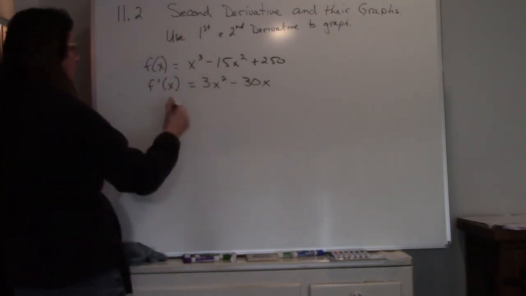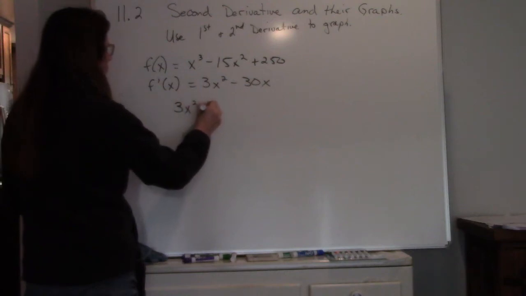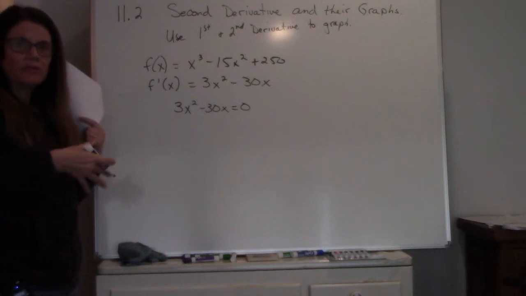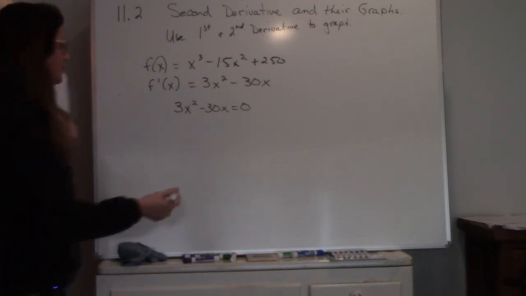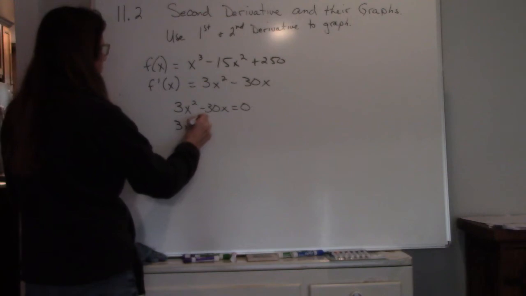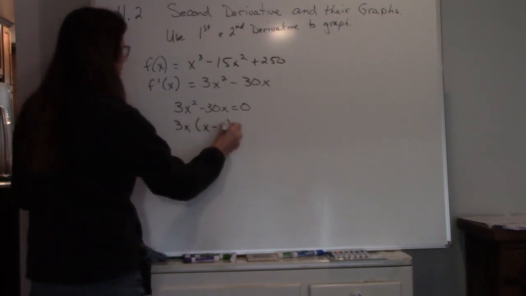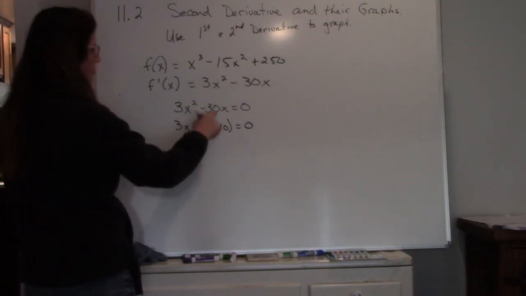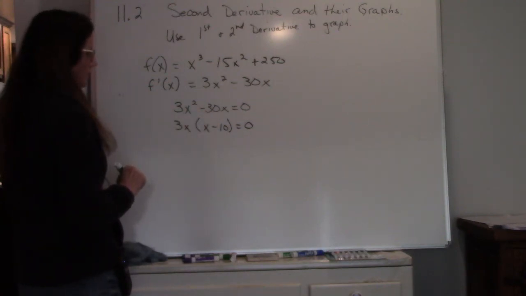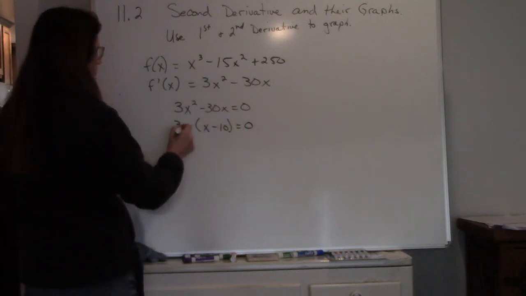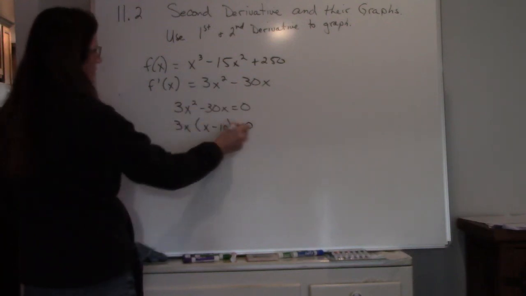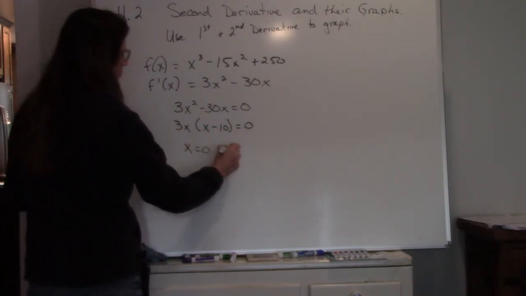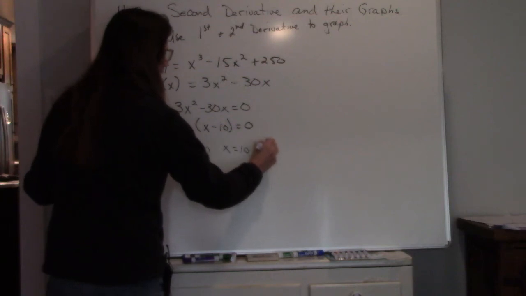Okay. So now I'm going to set this to 0, setting the first derivative to 0. And remember, when we're working with the first derivative, we're looking for the critical points. So I'm going to factor out a 3x. I end up with x minus 10. Again, I can factor or multiply back through and make sure that I get the original one. Now I'm going to solve for x. 3x equals 0, so x equals 0. X minus 10 equals 0, so x equals 10. So these are my critical points.